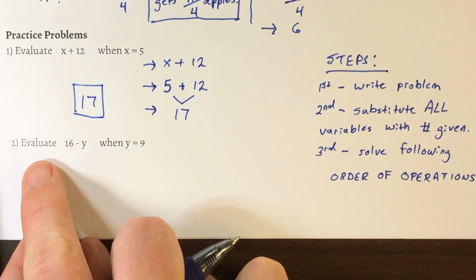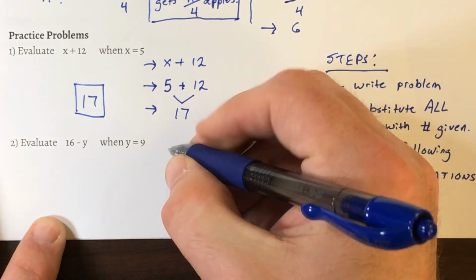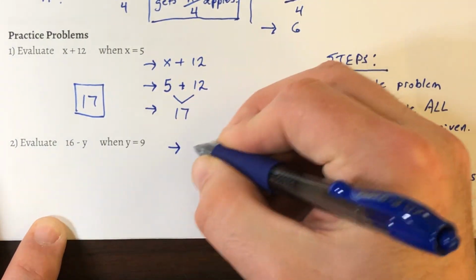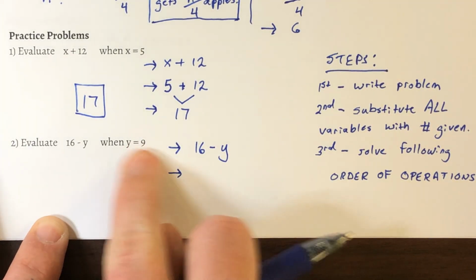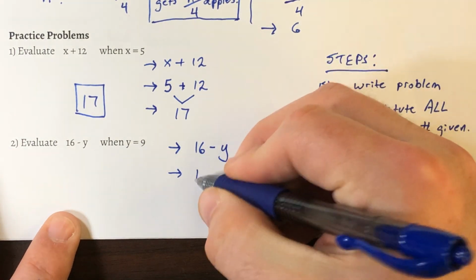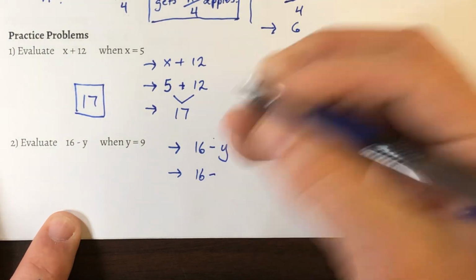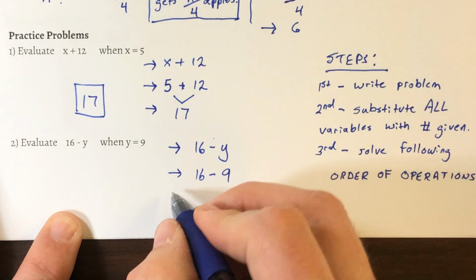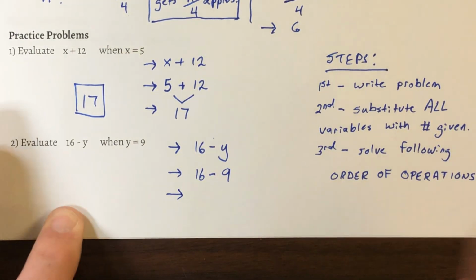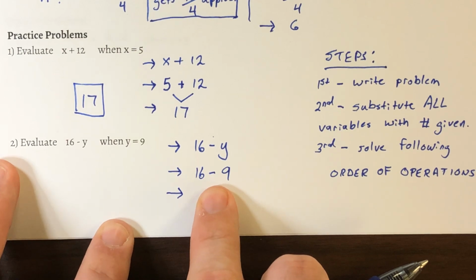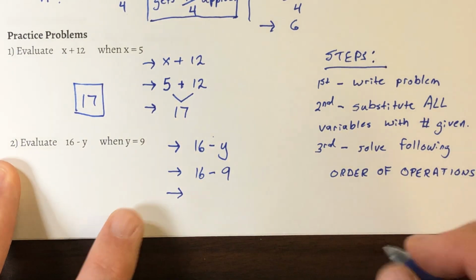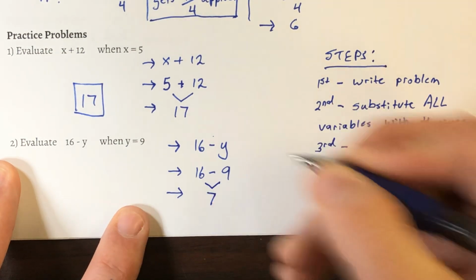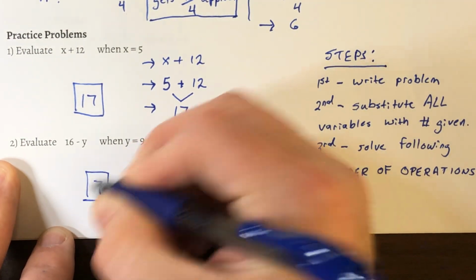Number 2, evaluate 16 minus y when y equals 9. So first step, write your problem, 16 minus y. Second step, substitute all your y's with 9. So 16 minus, oh, there's a y. We're going to replace it with a 9. Third step, start solving. Again, this only has one step, so no need to really follow the order of operations. There's only one thing you can possibly do. 16 minus 9, you're going to get 7. So 7 is your answer.